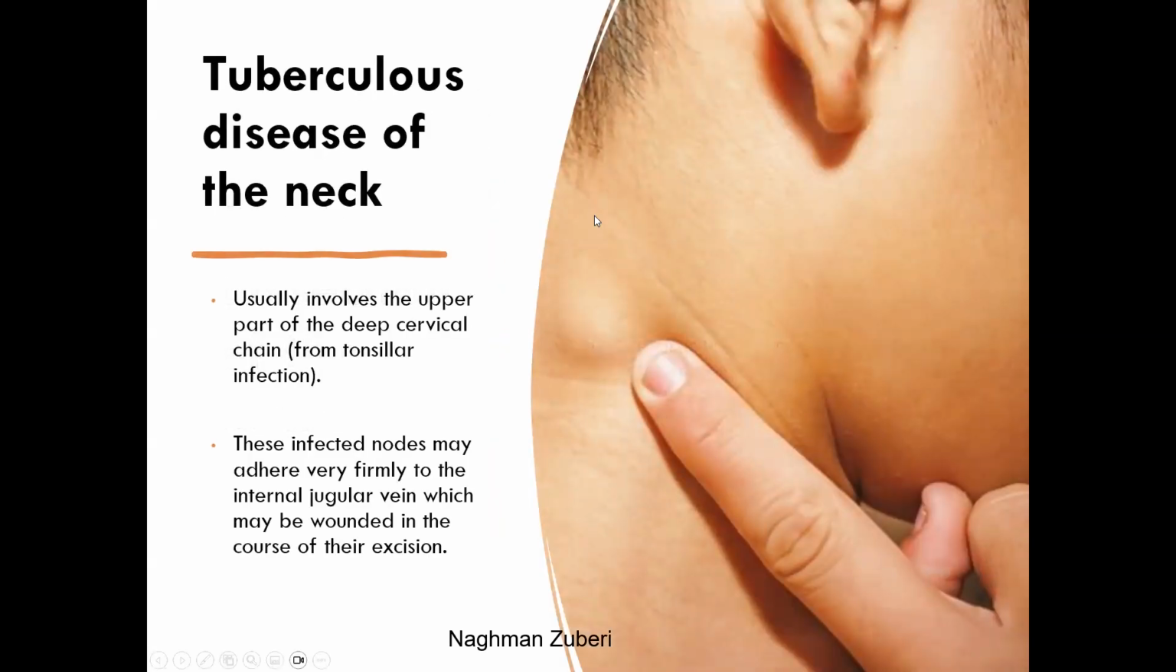Tuberculosis of the neck, or tuberculous disease of the neck, usually involves the upper part of the deep cervical chain from tonsillar infection. These infected nodes may adhere very firmly to the internal jugular vein, which may be wounded in the course if you are going to excise these lymph nodes. So the internal jugular vein may get wounded.